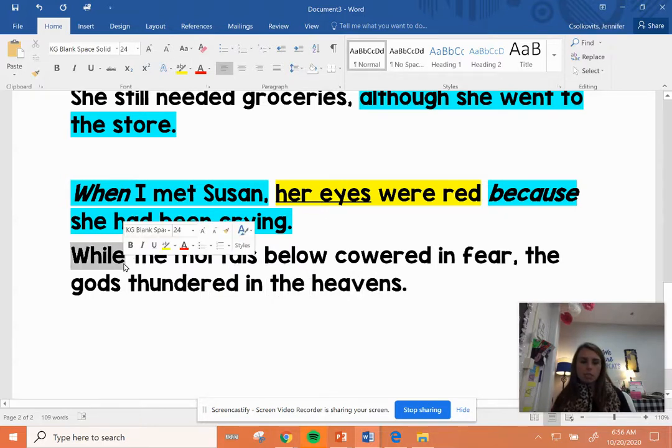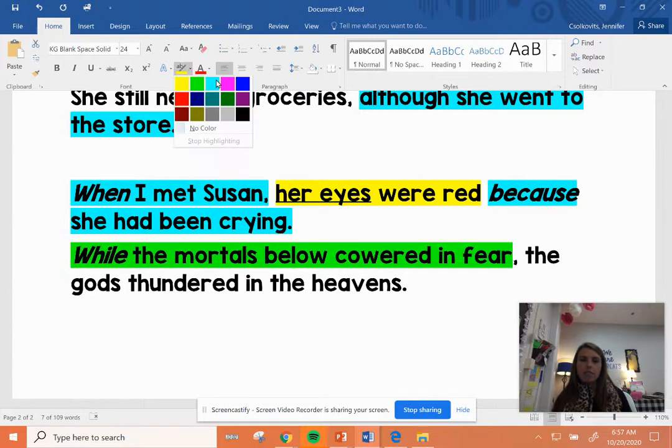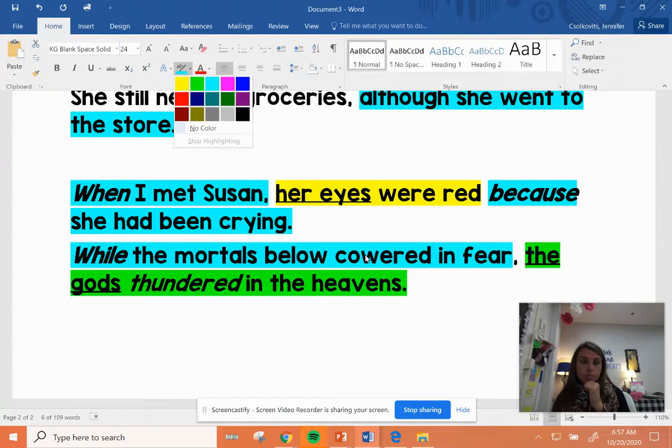I have my subordinating conjunction here. While the mortals below cowered in fear. So that's my dependent clause because I have my subordinating conjunction while. And then this one starts my independent clause. The gods thundered in the heavens. So which one's my verb? Thundered. So thundered is the one that lets me know, okay, that's got to be my verb. So who thundered? The gods thundered. So that's my subject. This one is all independent.